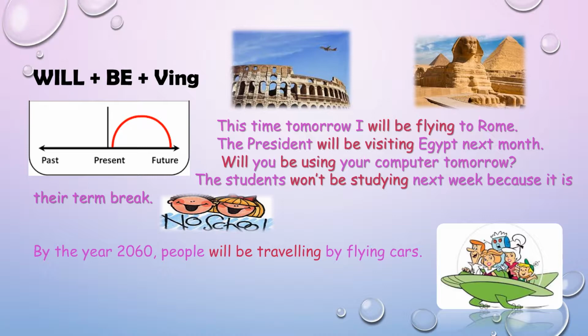Look at the examples. This time tomorrow, I'll be flying to Rome. The president will be visiting Egypt next month. Will you be using your computer tomorrow? The students won't be studying next week because it is their term break. By the year 2060, people will be traveling by flying cars. This tense is formed with will plus be plus the verb ing form of the verb.